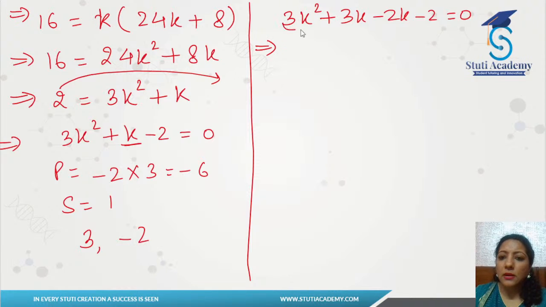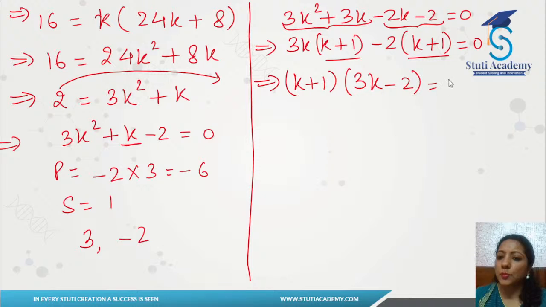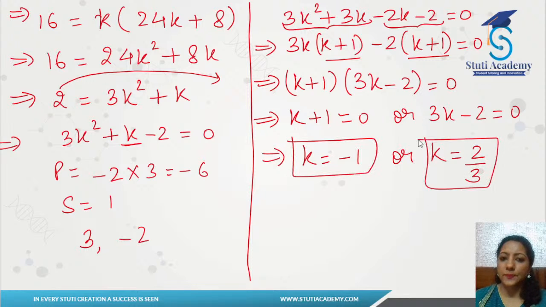Now in the next step, we'll take 3k common from here. We'll get k plus 1. And from these two terms, we are going to take minus 2 common. We'll get k plus 1. Now as we can see, k plus 1 is common. We'll take that common and we'll be left with 3k minus 2. From here, we can say either k plus 1 is equal to 0 or 3k minus 2 is equal to 0. So we can say either k is equal to minus 1 or k is equal to 2 upon 3. So these are the required values of k.